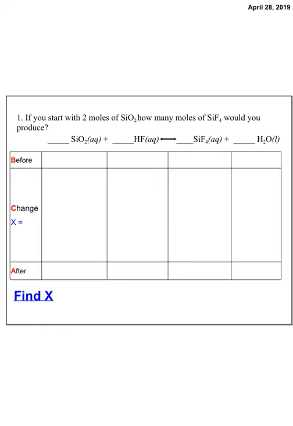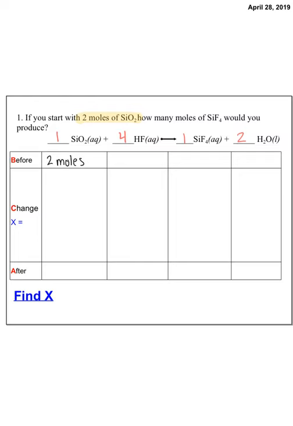If you start with 2 moles of SiO2, how many moles of SiF4 would you produce? So step 1, we got to balance this equation. Don't worry, guys, I got this one. 1, 4, 1, 2. Okay, step 2 is we have to look at what's given. And in this case, 2 moles of SiO2 is what's given. And we need to convert it to moles. Well, that's so nice, Miss Buller. This one already is in moles. So I'm going to say before we have 2 moles.